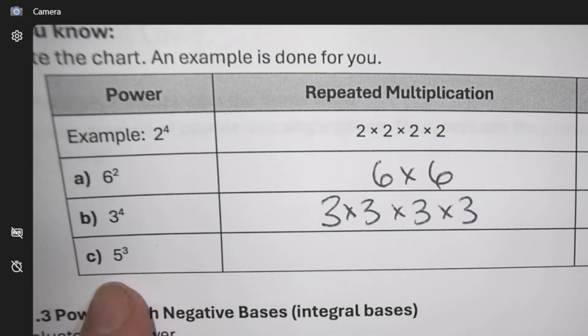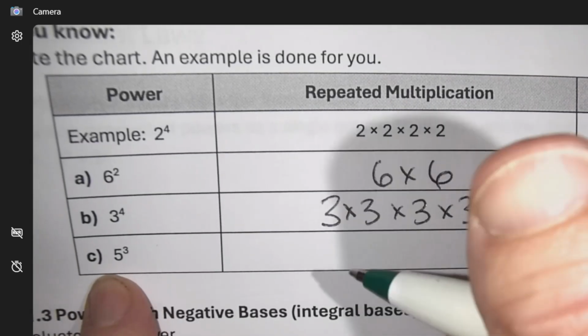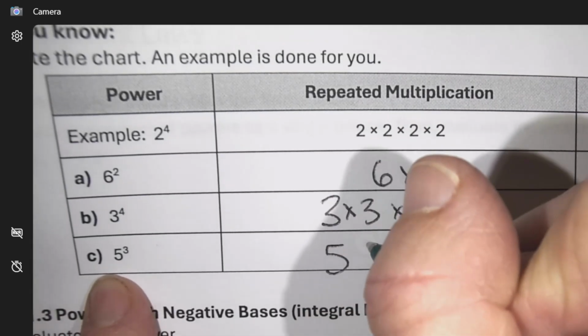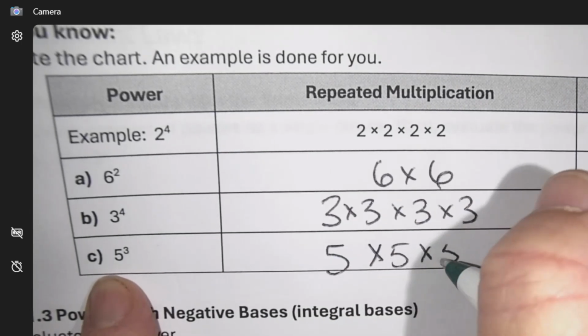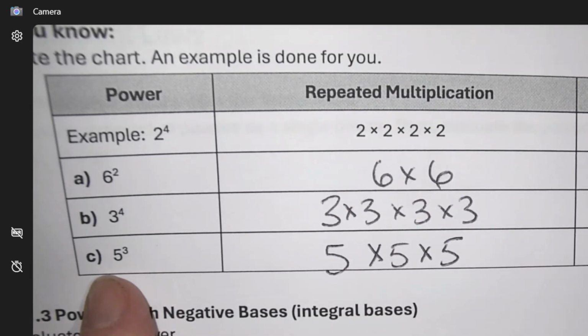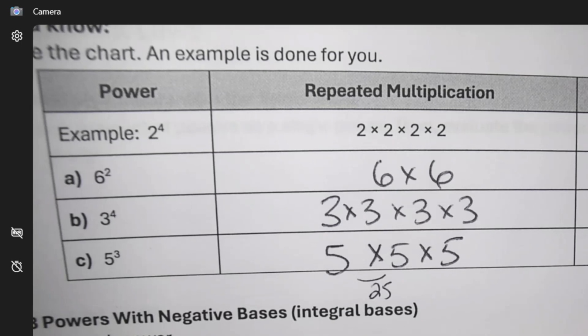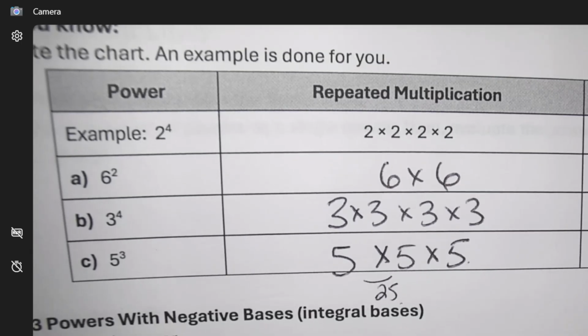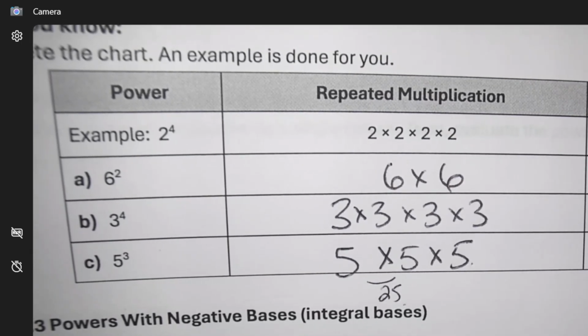Okay. What am I repeating? 5. And I should do it 3 times. We're going to think about money. 5 times 5 is 25, like a quarter of money. If you had 5 quarters of money, you have $1.25. $125. Okay.